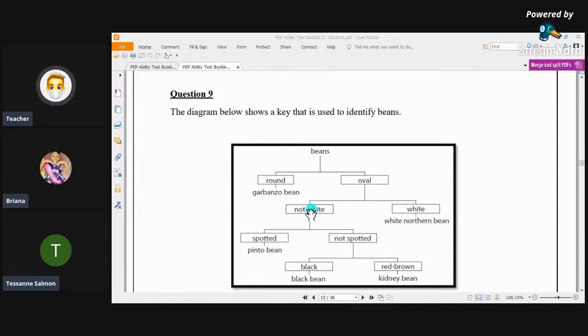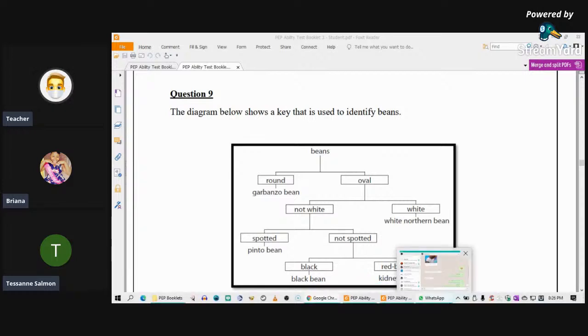If they are not white, then they can be spotted or not spotted. Those that are not spotted can be what? Black, and we call those black beans. And then if they are red brown, we call those kidney beans, kind of like our red peas. Okay. All right, let's go with this.